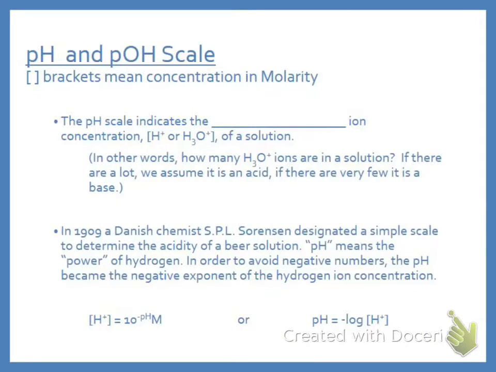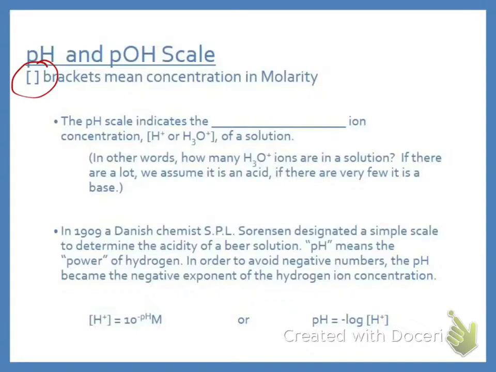Okay. So first of all, when we're talking about pH and pOH, up here at the top, if something is in brackets, it means we're talking about the concentration of it in molarity. And molarity we did last unit with solutions. Its concentration is moles per liter. Okay? So when we're talking about acids and bases, we're going to talk about them in terms of their hydrogen concentration and their hydroxide concentration.